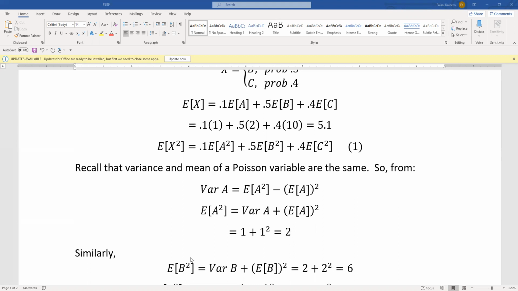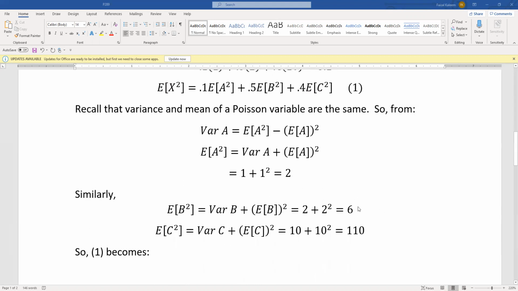So similarly, E of B squared will be variance of B plus E of B squared, just following this style. So variance of B would be 2 because mean of B was 2. So 2 plus 2 squared is 6. And similarly, E of C squared would be variance of C plus E of C whole square, which equals 110.